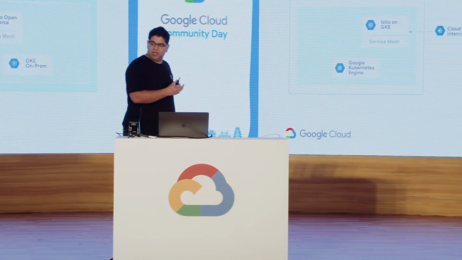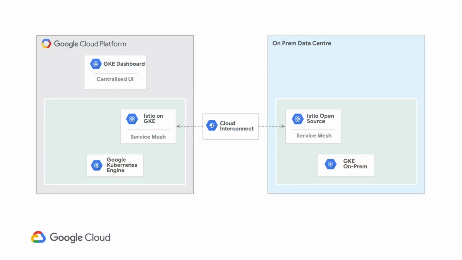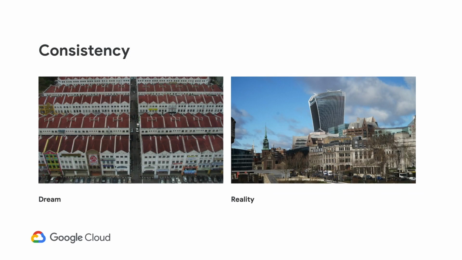So now when we look at our diagram, we have Istio on GKE on the GCP side of things, and we have the open source version of Istio running on your on-prem data center. So our diagram is starting to fill up a little bit. Now, what I've been able to show you so far is that it's pretty easy to create clusters, right? So what happens in IT when you make things too easy? People deviate from the plan, right?